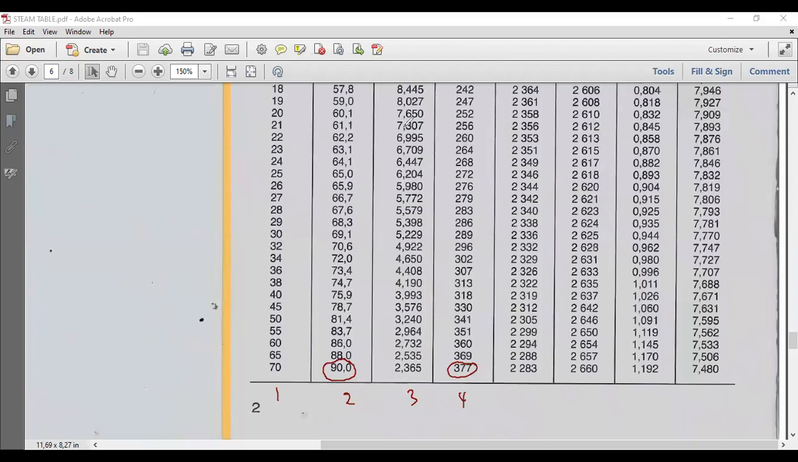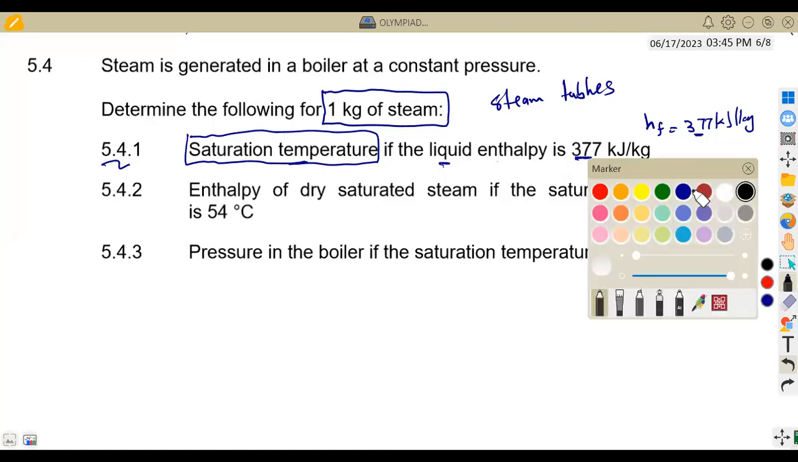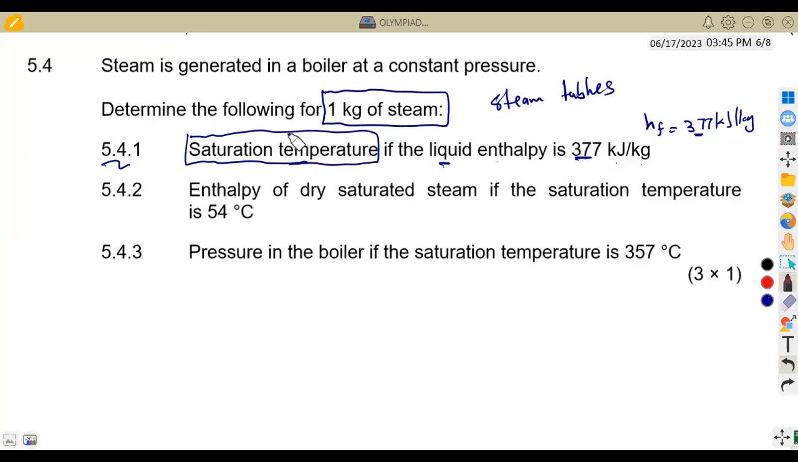You simply take it from the information. So this is 90 degrees Celsius. If our HF is 377, our temperature is going to be 90 degrees Celsius. So our saturation temperature TS, for 5.41, is going to be 90.0 degrees Celsius.